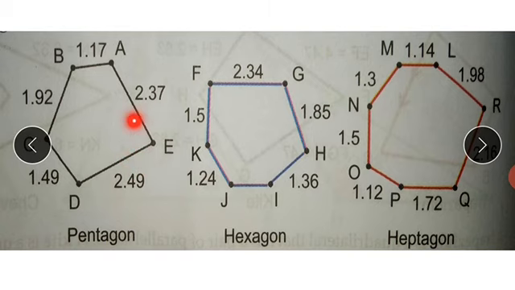But since it has 1, 2, 3, 4, 5 sides, it is a pentagon. Next is this one, a hexagon, irregular again, because all the sides are different in length as well as the angles. But since it has 6 sides, this one is a hexagon. Next is heptagon. As you can see, the sides are different in length, and of course also the angles. But since it has 7 sides, this one is what we call a heptagon.